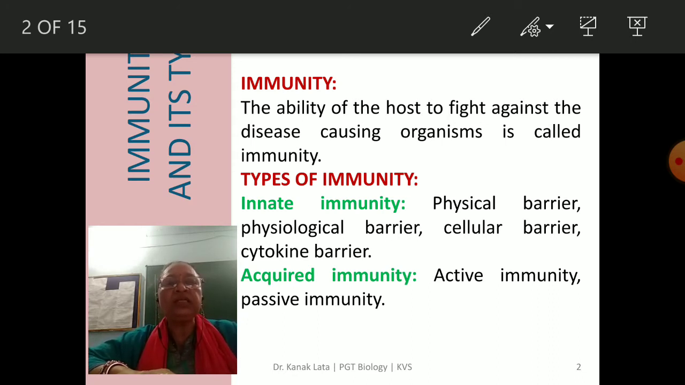Innate immunity consists of four types of barriers. What are those barriers? Physical barriers, physiological barriers, cellular barriers and cytokine barriers. We will discuss this in detail. Acquired immunity is again divided into active immunity and passive immunity. Now we will also discuss all this in the session.